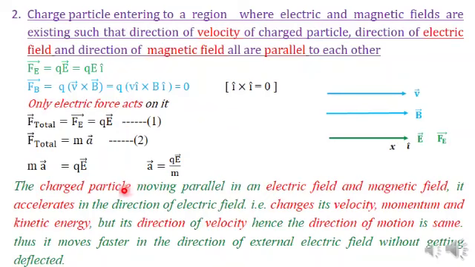Thus, a charged particle moving in an electric field accelerates in the direction of the electric field, that is, it changes its velocity, momentum and kinetic energy, but its direction of velocity and hence the direction of motion is the same. Thus, it moves faster in the direction of the external electric field without getting deflected.